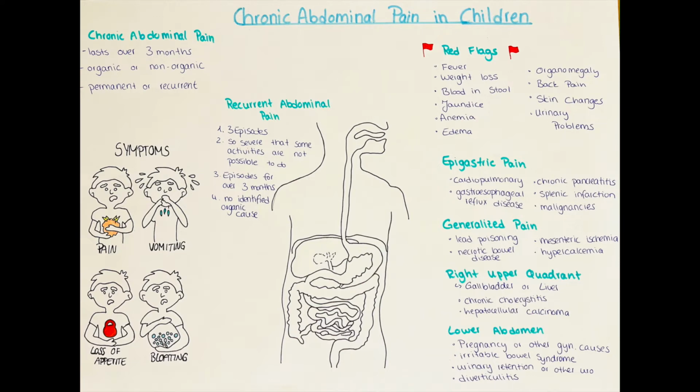Red flags in the diagnosis of abdominal pain are fever, anorexia or weight loss, blood in the stool, jaundice, edema, organomegaly, back pain, skin changes, and urinary symptoms. If any of these occur, the patient should be evaluated carefully and thoroughly to not miss any severe diagnosis.